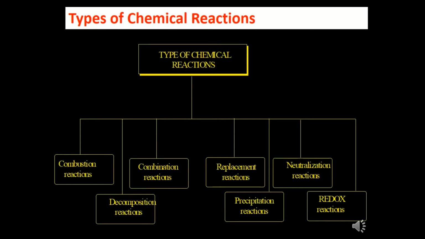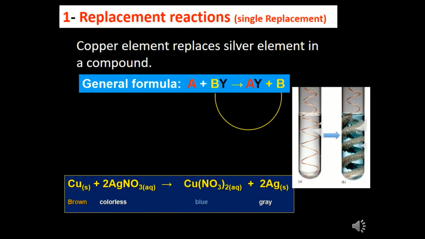We have combustion reaction, decomposition reaction, but we will not show you in the lab. This is only for the theory. But for the replacement reaction, what happens? Copper element replaces silver element in a compound.